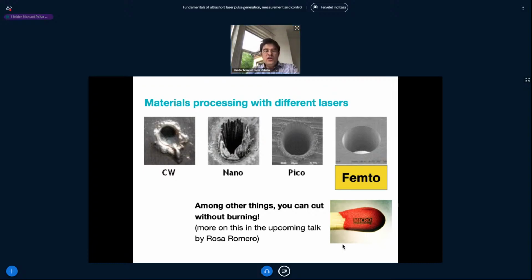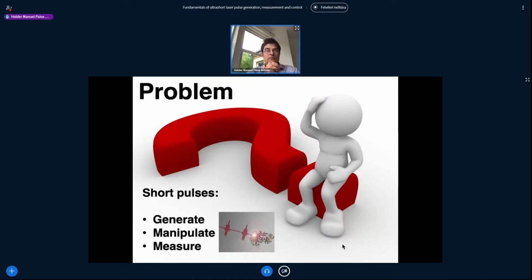So using these pulses, and actually generating them, in fact, poses a problem. Because whenever you have short pulses, you need, of course, to generate them. You need to have a proper source, a laser capable of generating those pulses. And then you need to manipulate those pulses so that they will behave as you want in a specific experiment. And then you have to measure the pulses in order to make sure that you're doing the right thing and the pulse has not been destroyed somehow. And we will see that it's very easy to destroy these pulses.